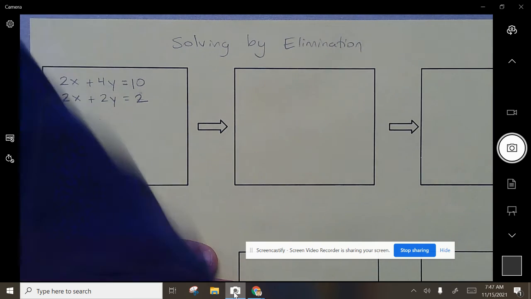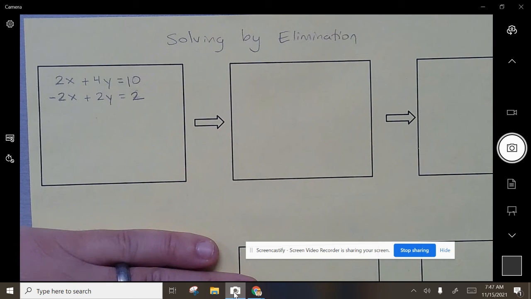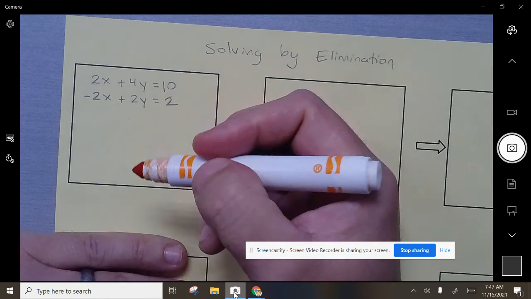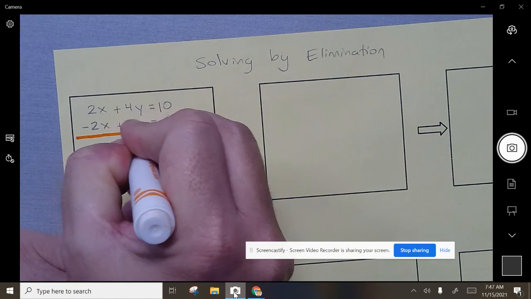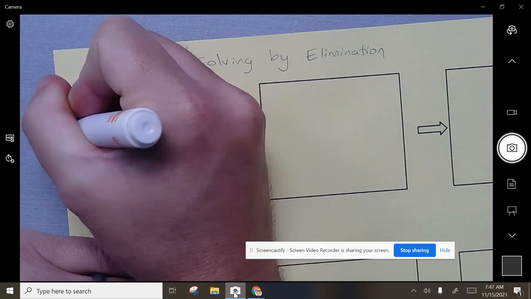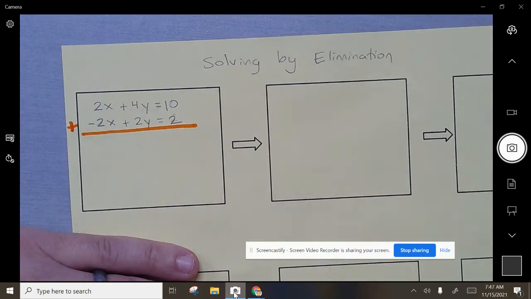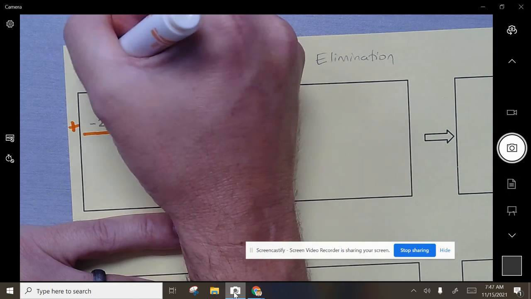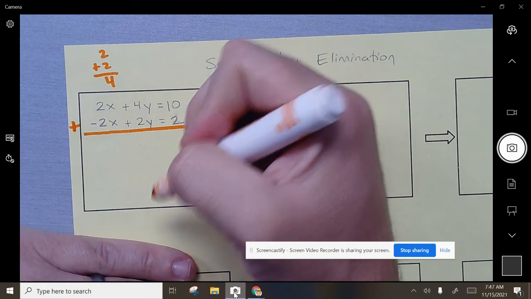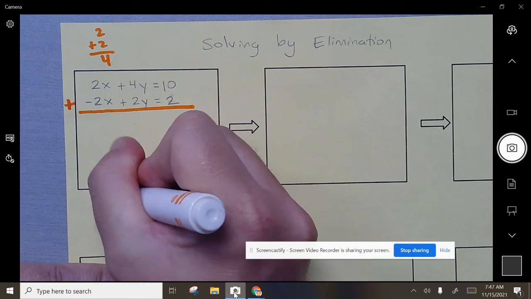So first steps first. Here, we're going to draw a line and add down. Like you would do a normal, like 2 plus 2 equals 4. We're going to add down, and that's your step.